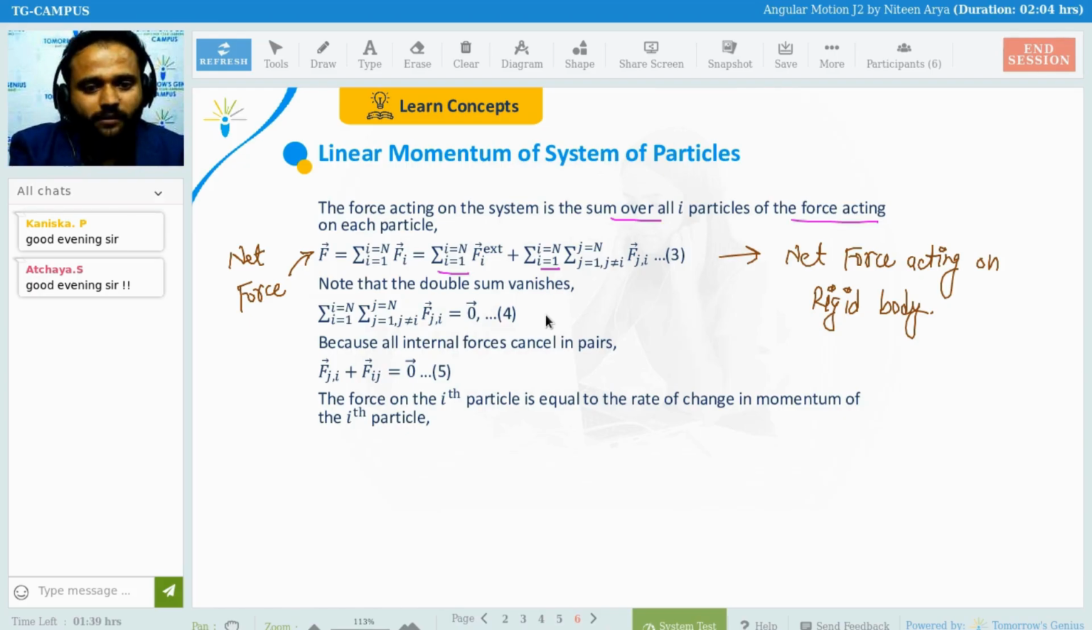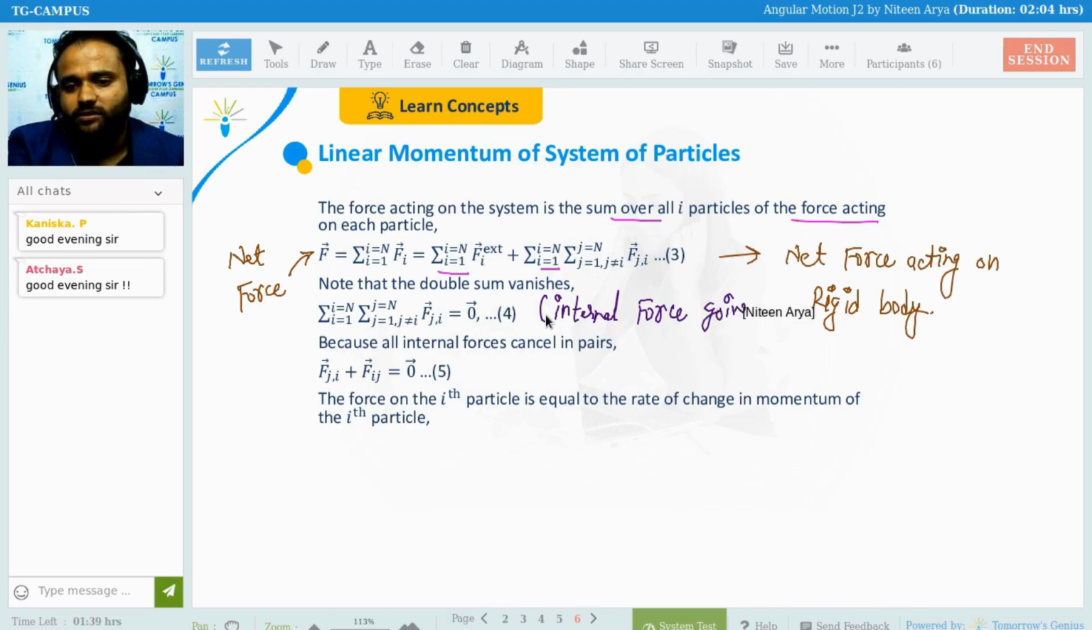So note that the double sum is going to vanish because internal forces are going to cancel each other. You can write it this way: internal forces cancel each other. So that is why the net internal force is 0. So that is why Fji plus Fij equals 0.